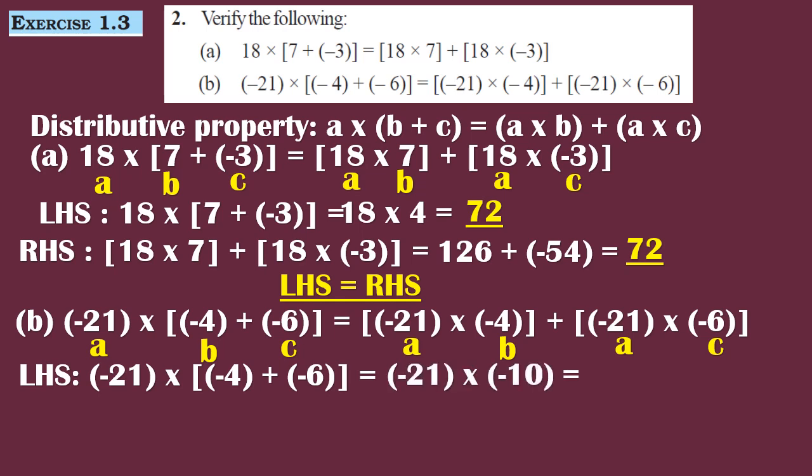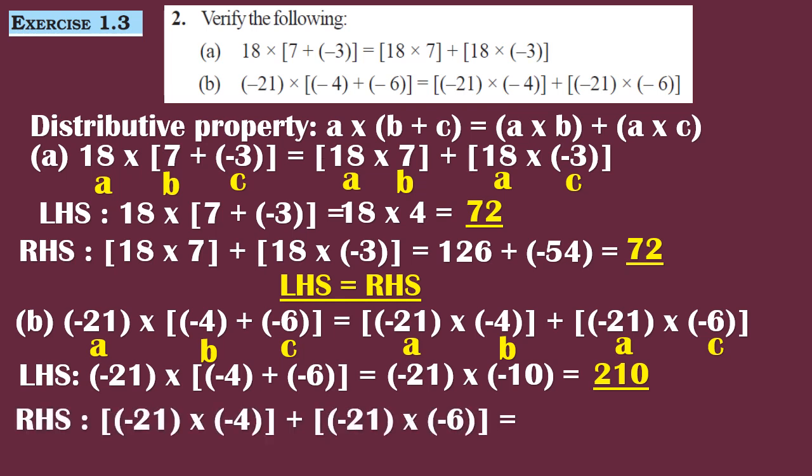So minus 21 into minus 10. Negative into negative is positive. So the answer is 210. Now let us see what we will get on the RHS.